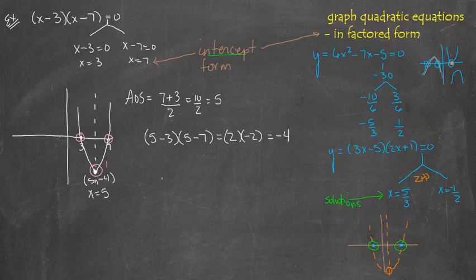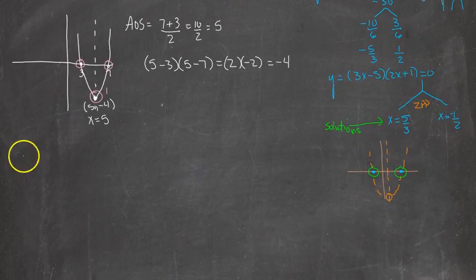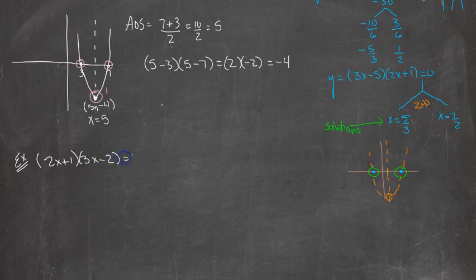Okay, so let's do one like this one that has a fraction in it, only because I know how much you love working with fractions. 2x plus 1 times 3x minus 2 equals 0. So this is a quadratic equation in factored form or intercept form, which means we're going to find the intercepts.